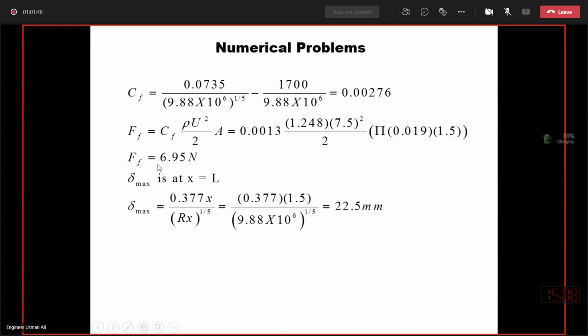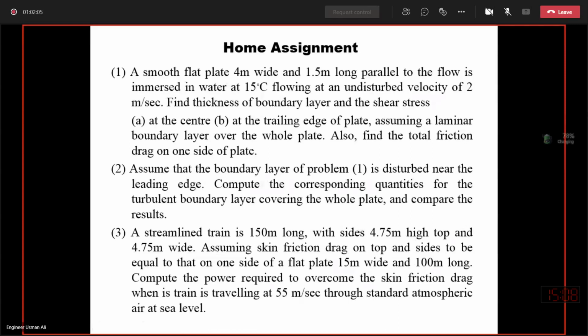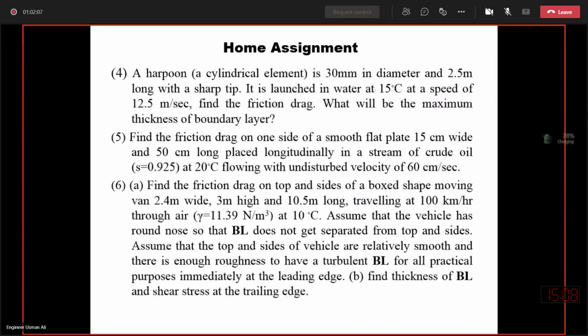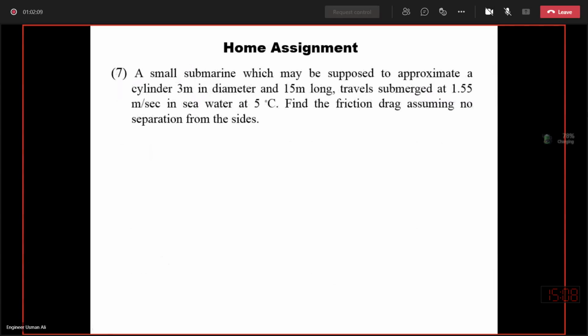Secondly, we have to find the maximum thickness of the boundary layer. Remember this, the maximum thickness of the boundary layer will be at the trailing edge, and at the trailing edge there is a turbulent boundary layer. So we need to use the formula of thickness of turbulent boundary layer, and that comes to be 22.5 millimeters.